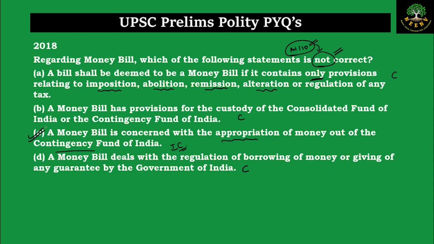So because it is talking about the Contingency Fund here, this statement is incorrect. So the incorrect statement here is option number C.